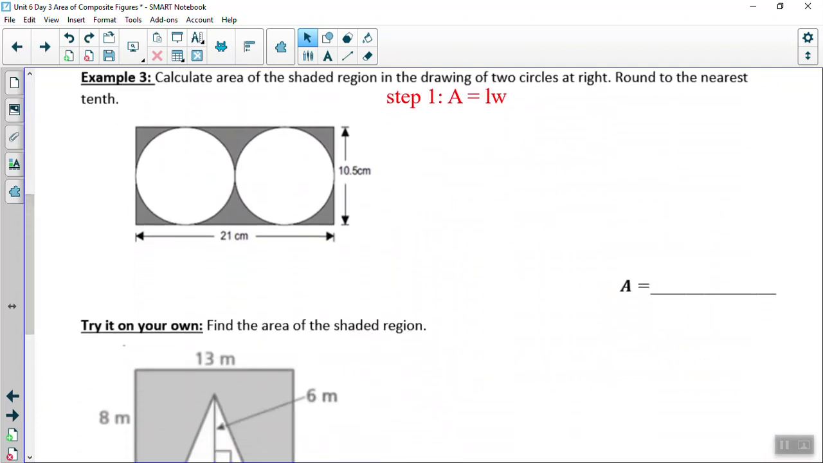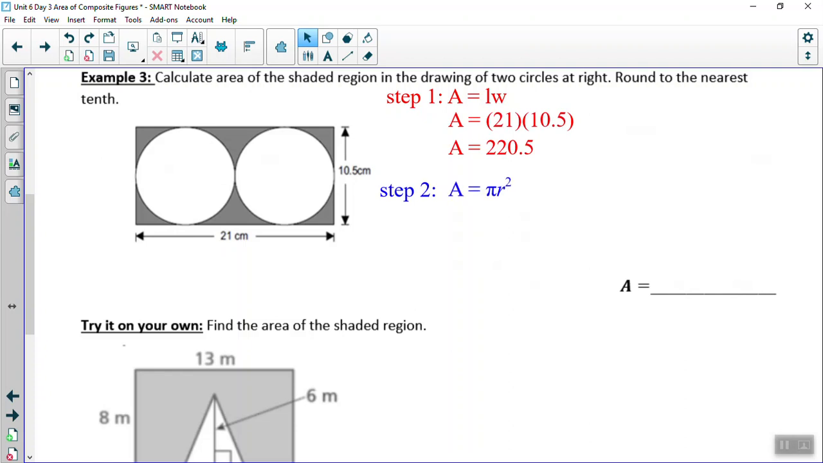Okay. So the original rectangle, we're going to find its area. So I'm going to do 21 times 10.5, and we end up with 220.5. All right, the next thing I'm going to do is find the area of those circles. Remember, that's pi r squared.